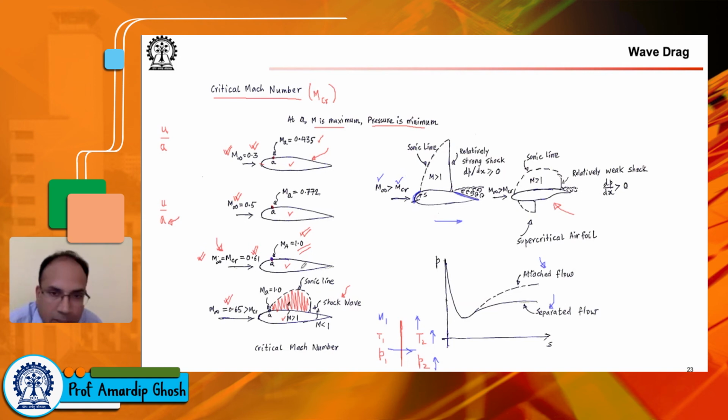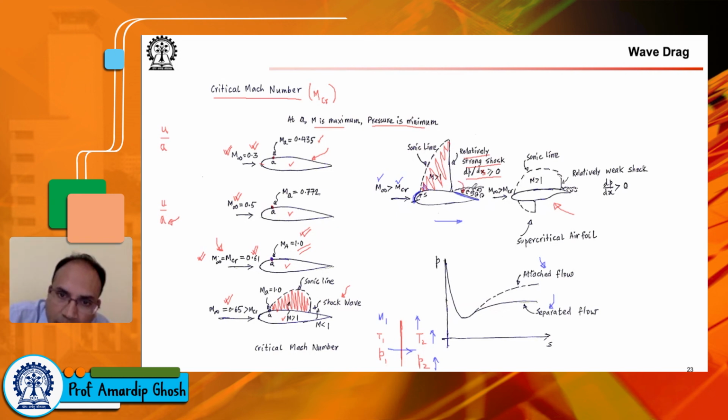But when your free stream Mach number goes above Mach critical, you actually have this pocket of supersonic flow field. In this particular case, you see that the supersonic flow field is extending over a pretty large area away from the wing. This whole area is supersonic. And of course, you have a relatively strong shock wave that is imposing a large dp/dx or dp/ds. It depends on S here, so maybe dp/ds is a better thing to write. So it imposes a large pressure gradient because of which the boundary layer is separating.